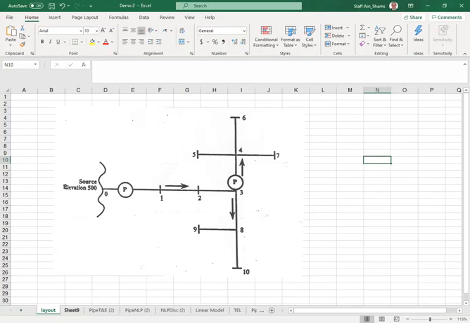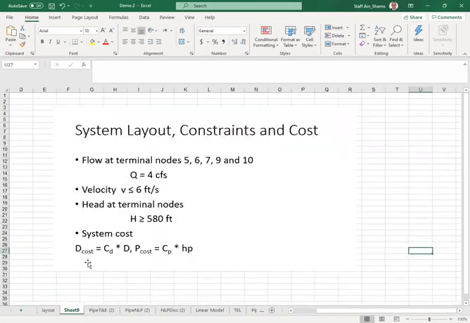But before we go to optimal design, we have to look at the system layout, constraints, and costs. Flow at the terminal nodes is 4 cubic feet per second each. Velocity should not be larger than 6 feet per second, and the terminal node head should be greater than 580 feet. The system cost is chosen to be linear, where we multiply a constant by the pipe diameter to find the cost of pipes, and multiply a constant by the horsepower to find the cost of the pump.